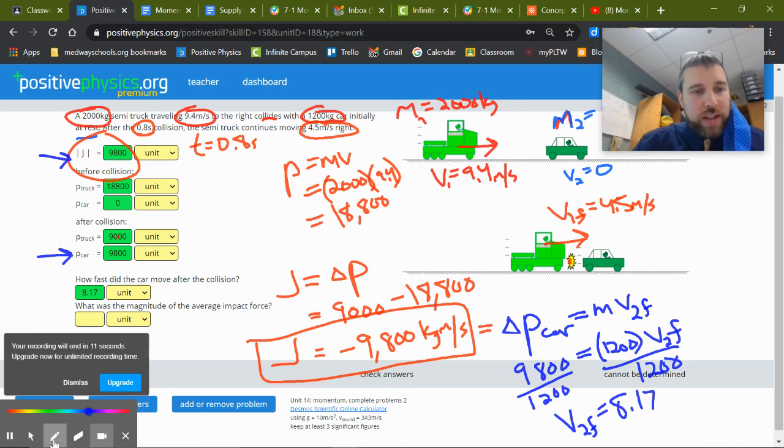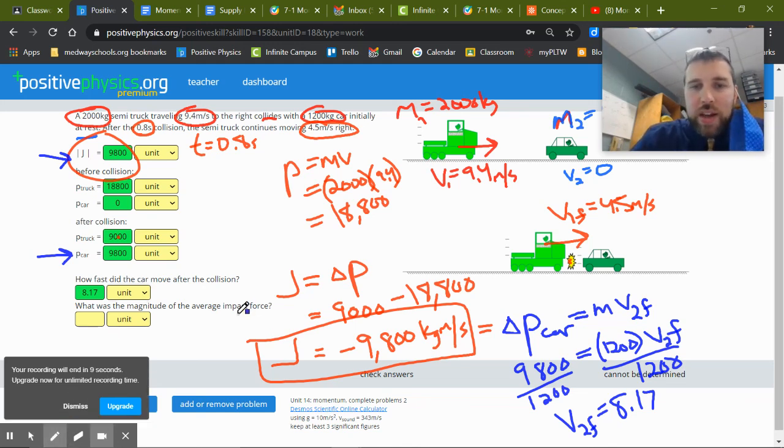What is the magnitude of the average impact force? All right, in the 10 seconds I have, I'm not going to be able to do that, but I have the impulse, which is 9,800. That's going to be equal to the force times the time, and I have the time.